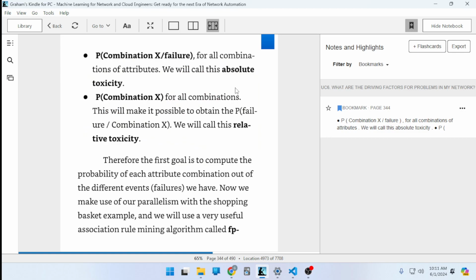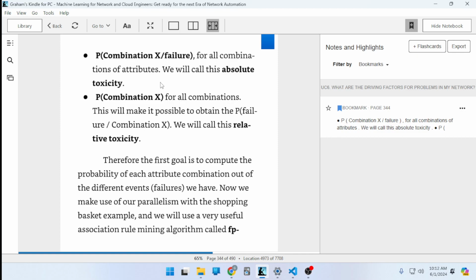The first result is P, the probability that combination of X leads to a failure, for all combinations of attributes. We call this absolute toxicity. And then the probability of combination X for all combinations will make it possible to obtain the probability that failure is a result of combination X. We will call this relative toxicity. And again, these are all typos. Please, please, please do not mistake that for division, as I did when I first saw these.